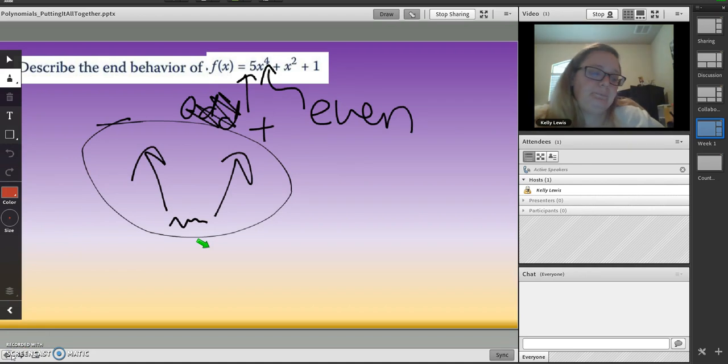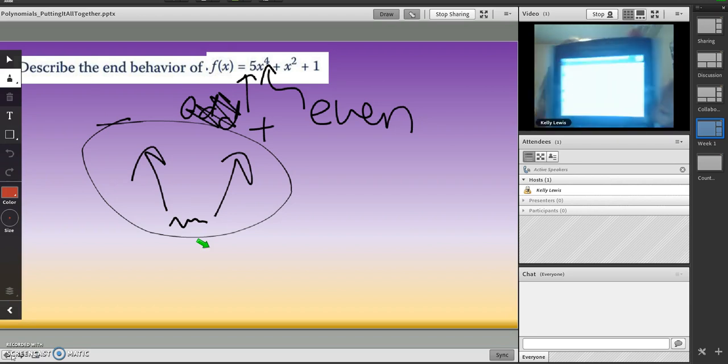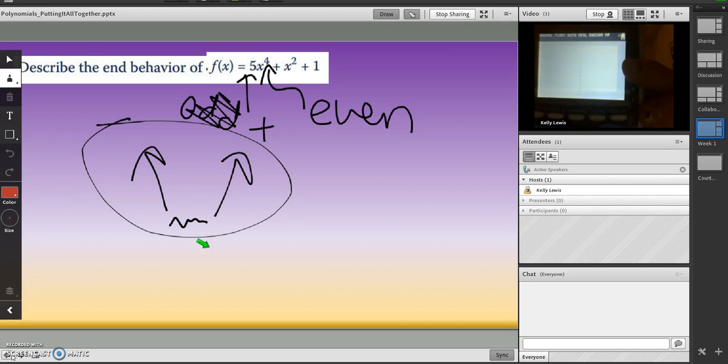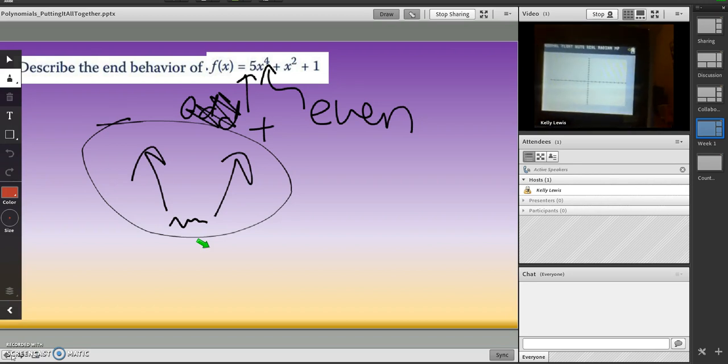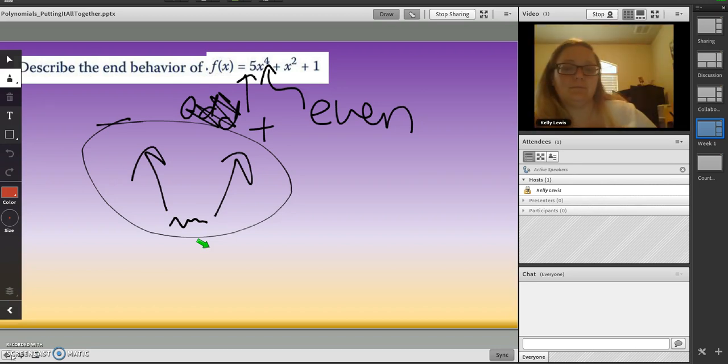Look at this guy. 5x to the fourth plus x squared plus 1. All right, so go to y equals, type it in. And so I'm looking for up, up. It takes a few minutes. Okay, and so it does. The ends will both go up. Okay, that's end behavior.